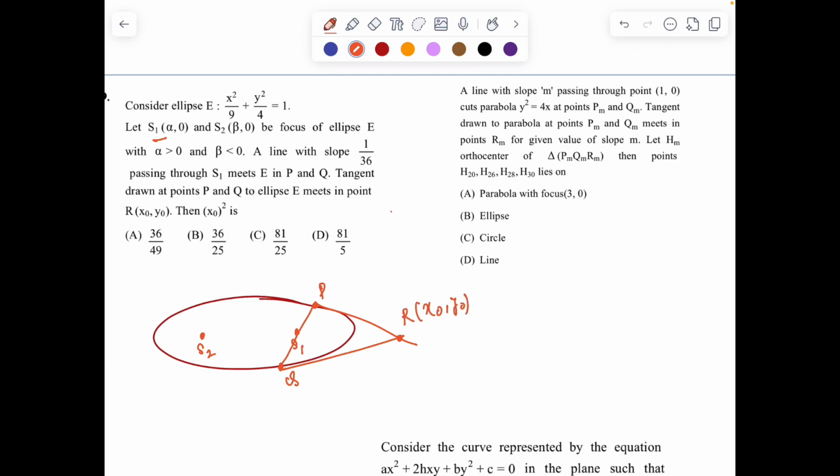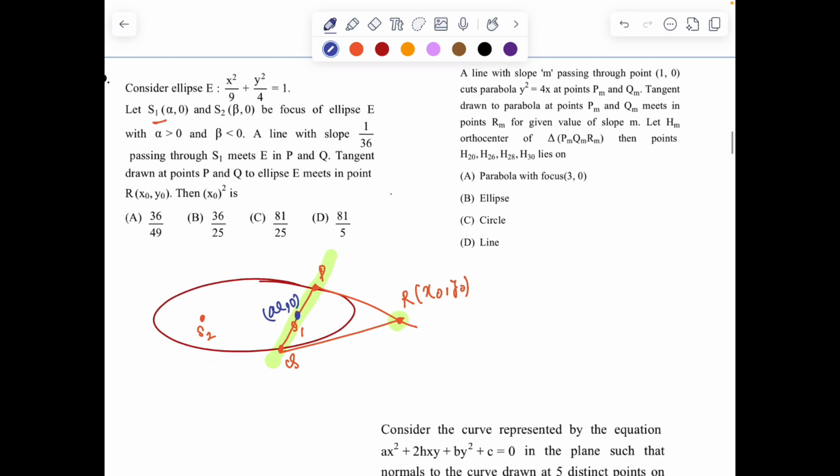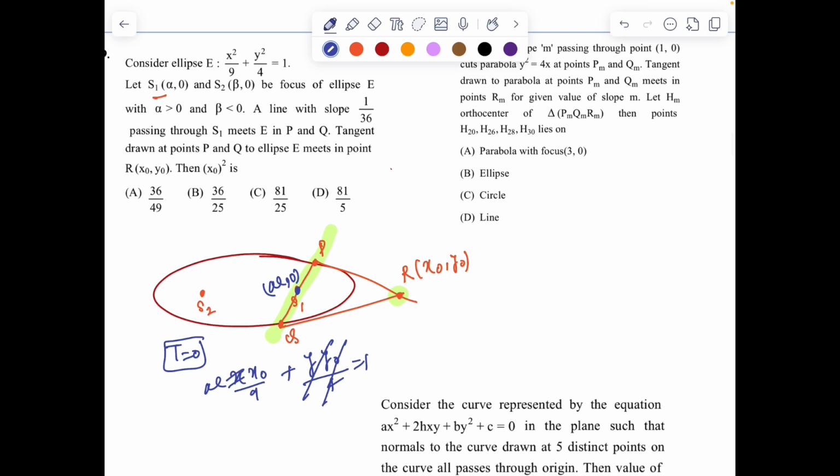So now you can clearly see that with respect to the point R, PQ is nothing but the chord of contact, right? And this PQ should pass through the focus, so e comma 0. Since I can write the equation of chord of contact as T equals 0, that gives x naught by 9 plus y naught by 4 equals 1, and this should pass through x equals e and y equals 0. So that gives the value of x naught as 9 by e.